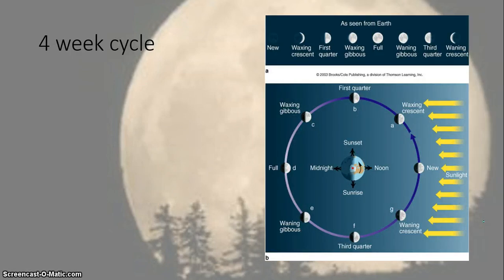All right, the 4-week cycle for the moon. As we see the moon from the Earth, it usually starts with the new moon, which is no moon, and it goes to a waxing crescent, and then first quarter, waxing gibbous, full, waning gibbous, third quarter, and then waning crescent.